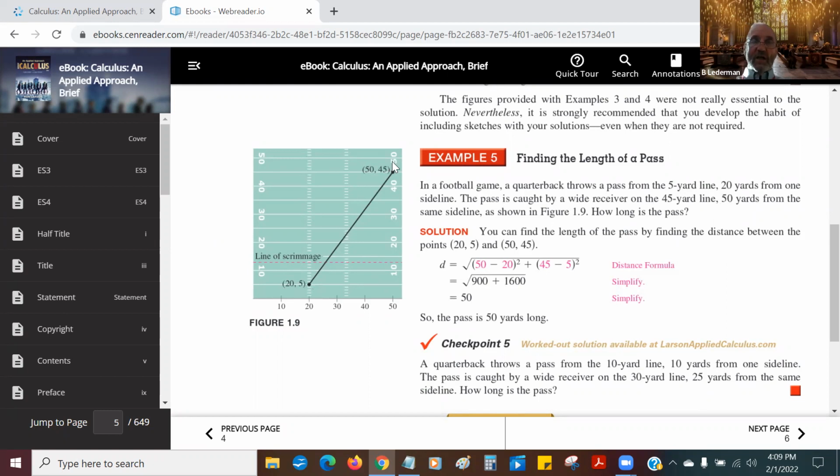So basically, I could say that the coordinates of this point, if you will, are (20, 5), because horizontally it's 20, vertically it's 5. And the coordinates of this point are (50, 45). And now I just have to do the Pythagorean theorem. So I get 20 minus 50 squared, which comes out to be 900. 45 minus 5 squared comes out to be 1600. Add this up, you get 2500. The square root of 2500 is indeed 50. So he threw a 50-yard pass.